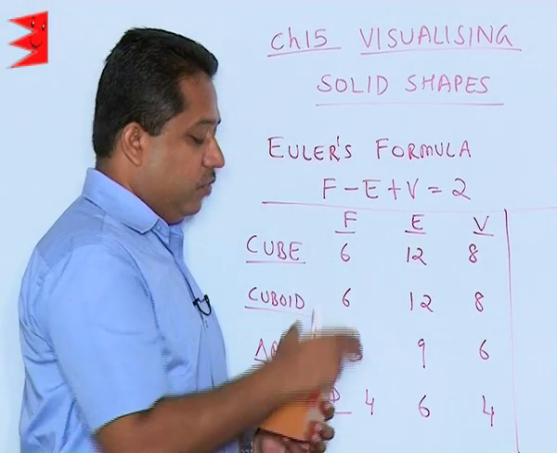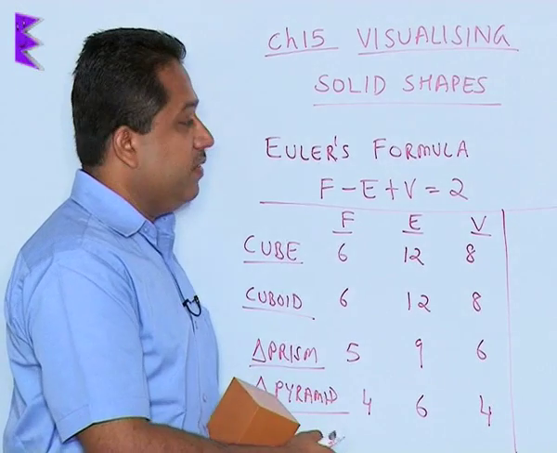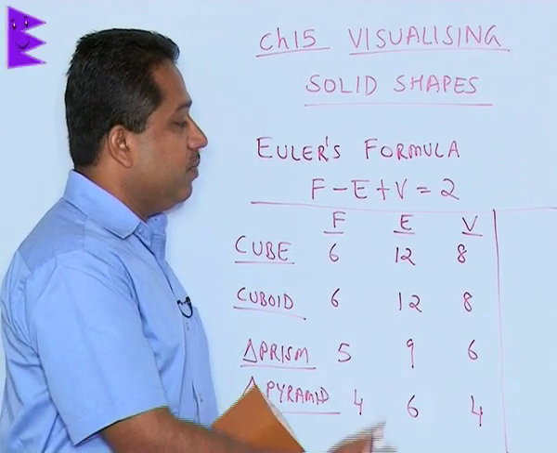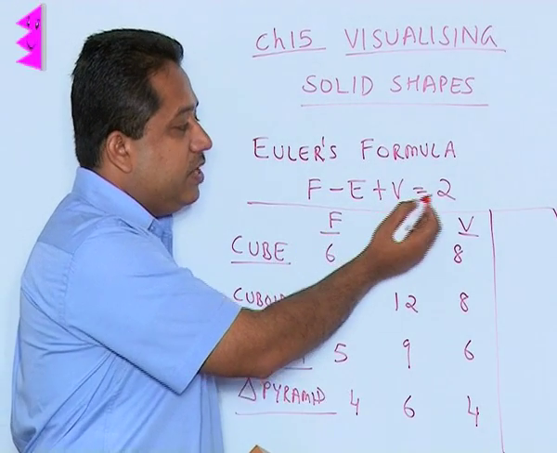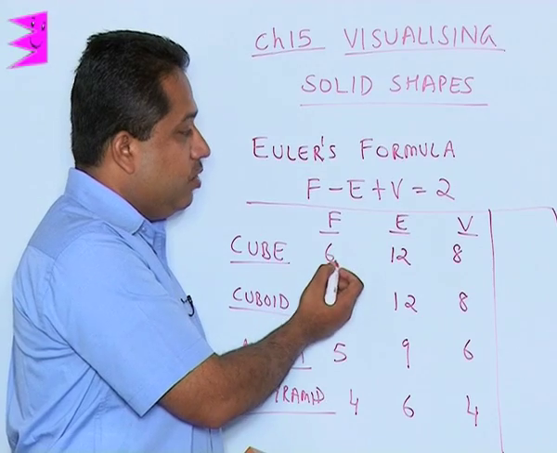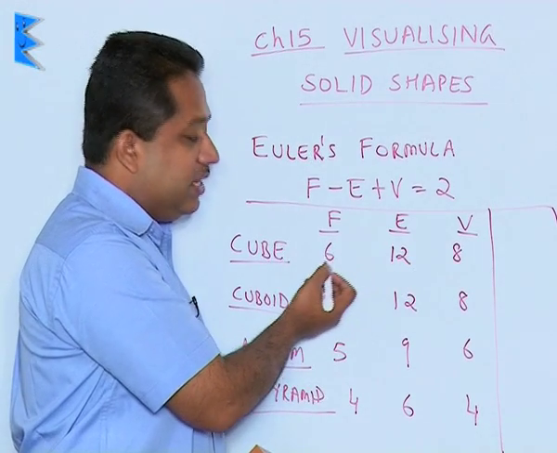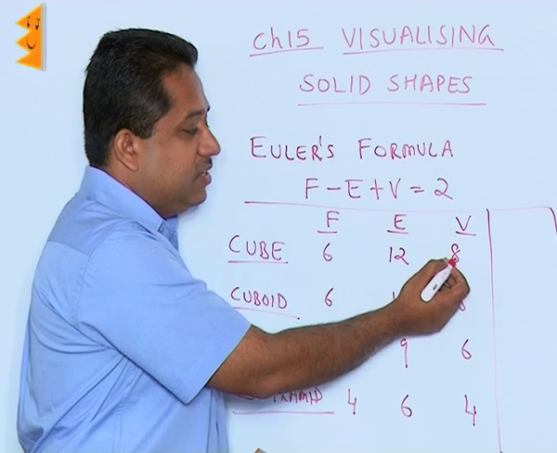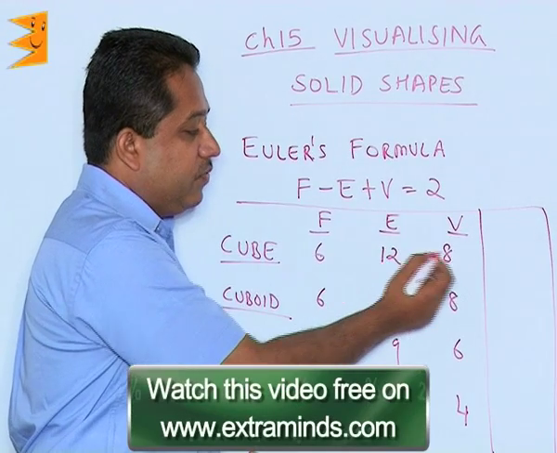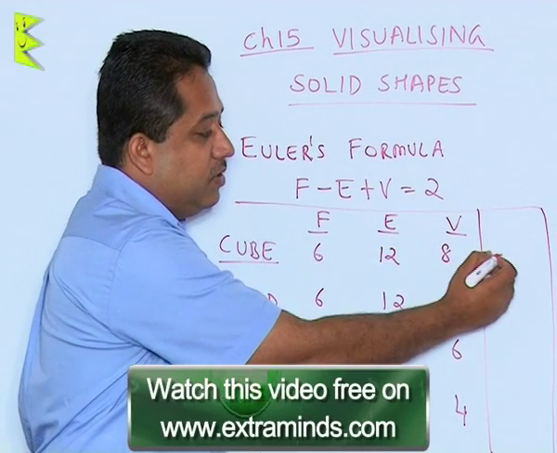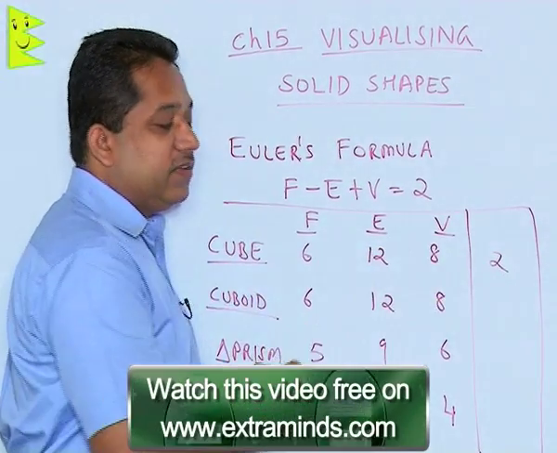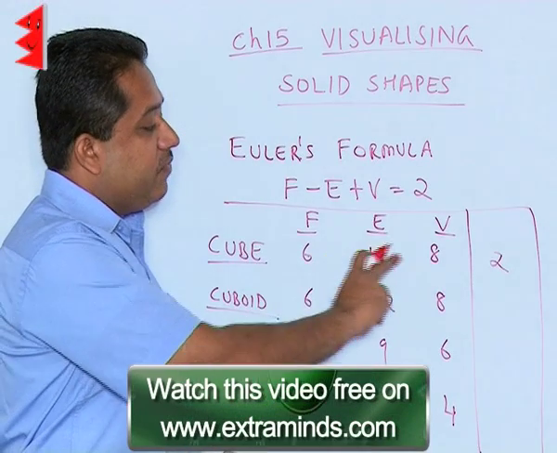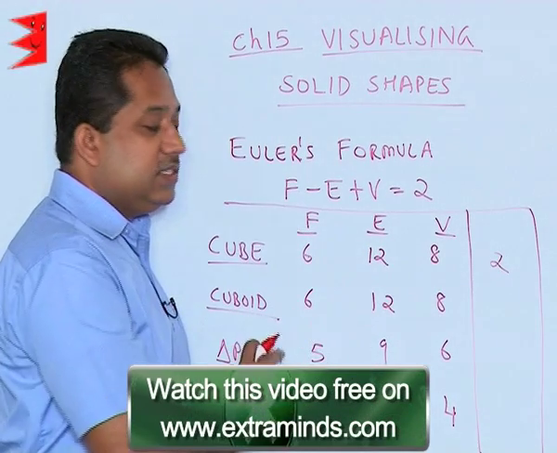Now, let us verify whether what we have found out is correct or wrong, by using Euler's formula. F minus e plus v should give us 2. So, when I apply that formula in the first case, I add f and v, that is 6 and 8, which is 14, and therefore we get 14 minus 12. So, we are going to get the result as 2. That means what we have found out here, faces, edges and vertices, is correct.